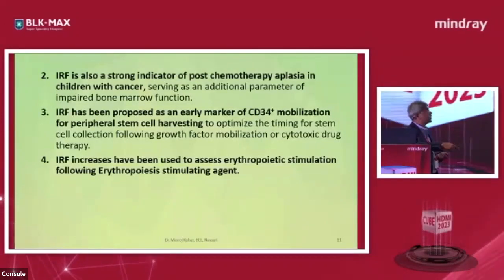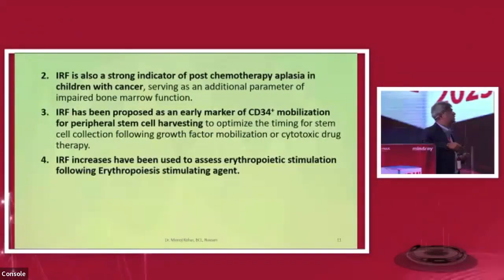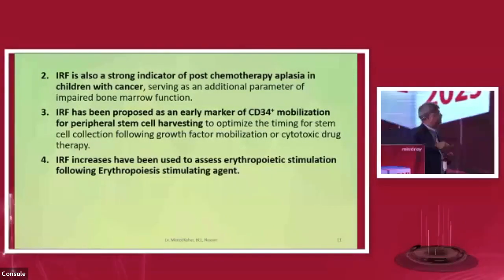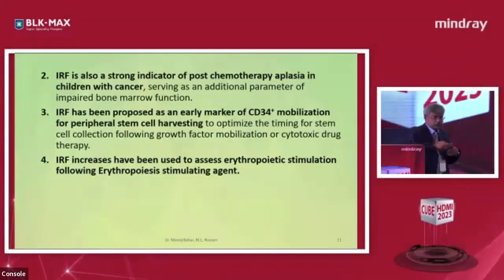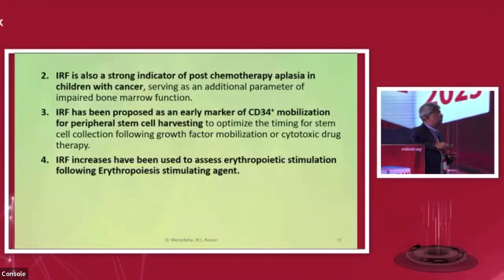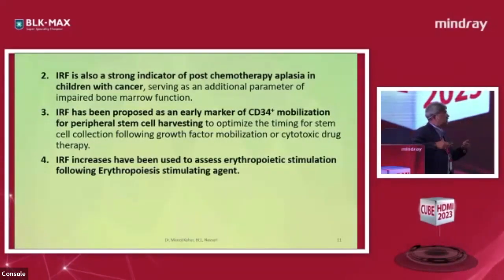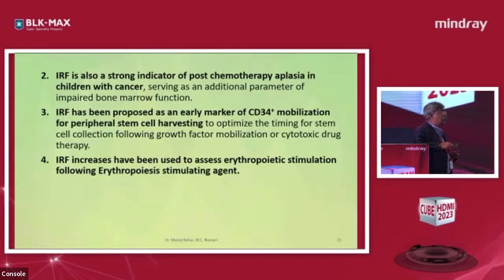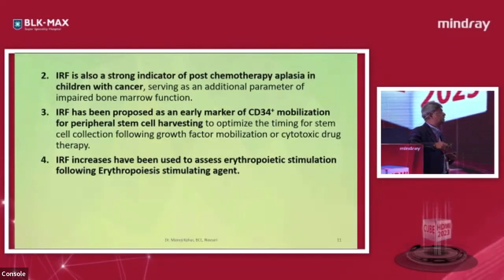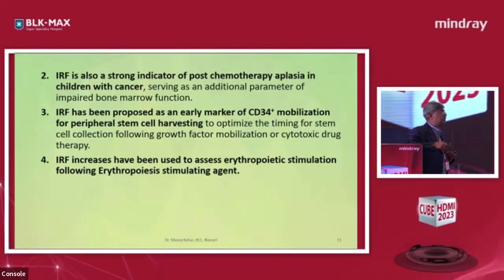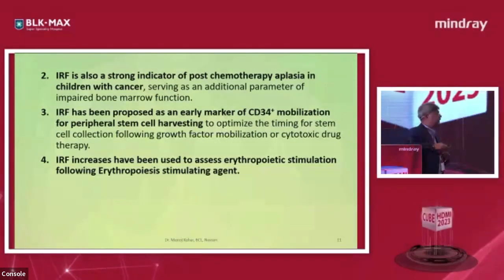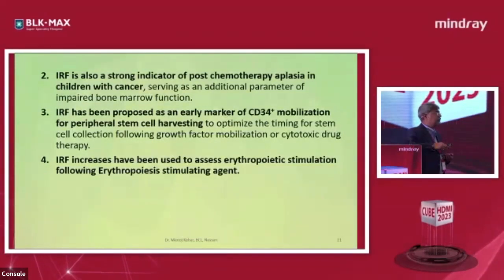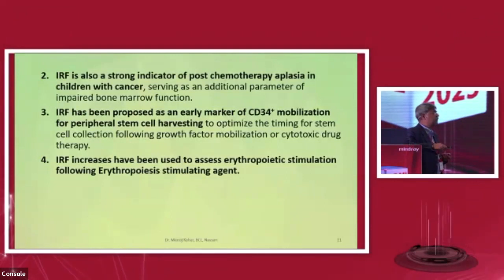Then IRF is also a strong indicator of post-chemotherapy aplasia in children with cancer, serving as an additional parameter of impaired bone marrow function. IRF is also used by some researchers as an early marker of CD34 mobilization for peripheral stem cell harvesting, to optimize the timing for stem cell collection following growth factor mobilization or cytotoxic drug therapy. Then IRF increases have also been used to assess erythropoietic stimulation following erythropoiesis stimulating agents.